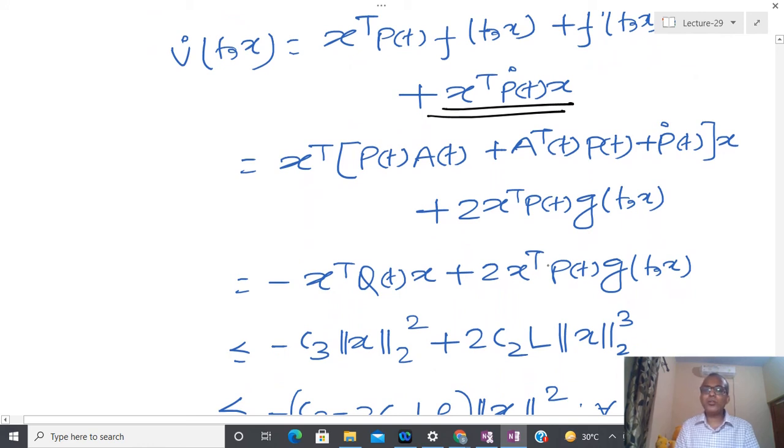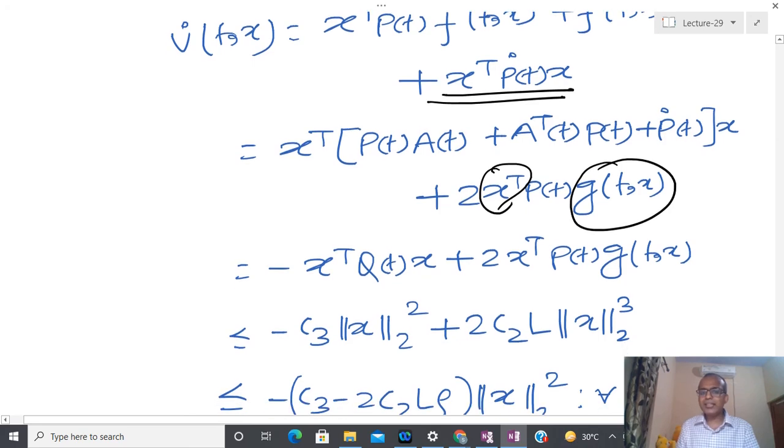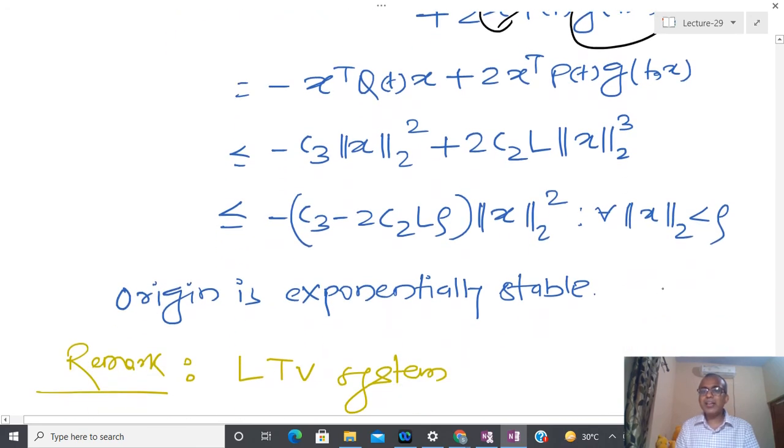after that you can substitute the bound of g(t,x), that is L times the norm of x squared, and x is the norm of x, so x cubed comes into the picture. And after that, now you can see that if x is bounded by rho, then I have this kind of condition, so I can tell that now my equilibrium point is exponentially stable.